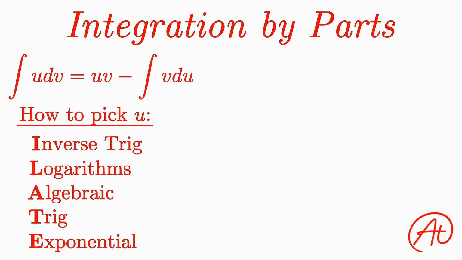If we looked again at the example we did in the last video, the integral of x times e to the x, we would see that we have the x that is an algebraic expression and the e to the x that is an exponential function. Because algebraic expressions occur higher on the list, we make that equal to u. And then we make everything else equal to dv.